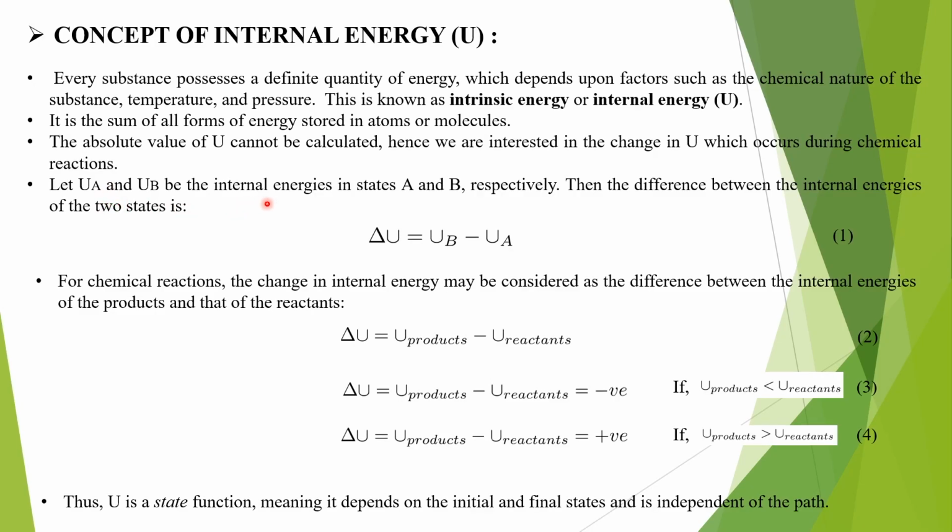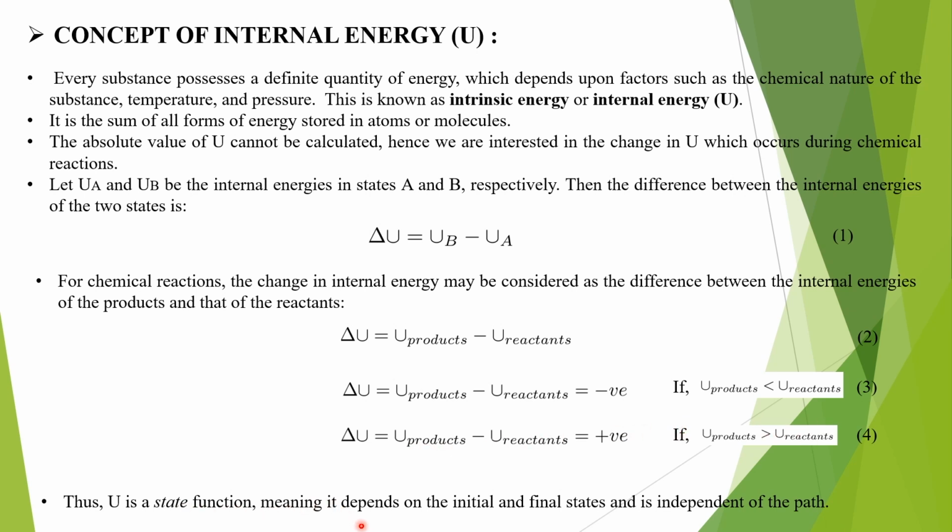Let UA and UB be the internal energies in states A and B respectively. Then the difference between the internal energies of the two states is delta U, that is UB minus UA. For chemical reactions, the change in internal energy may be considered as the difference between the internal energy of the products and the reactants. So, delta U is U products minus U reactants. If delta U is negative, it means U product is less than U reactant, and if delta U is positive, it means U product is greater than U reactant.